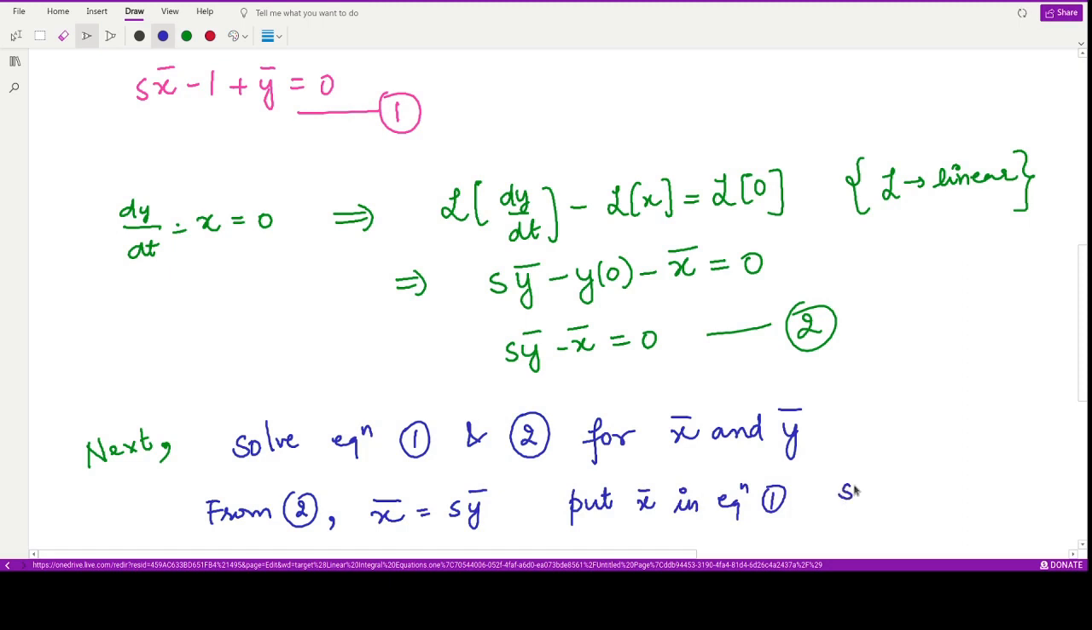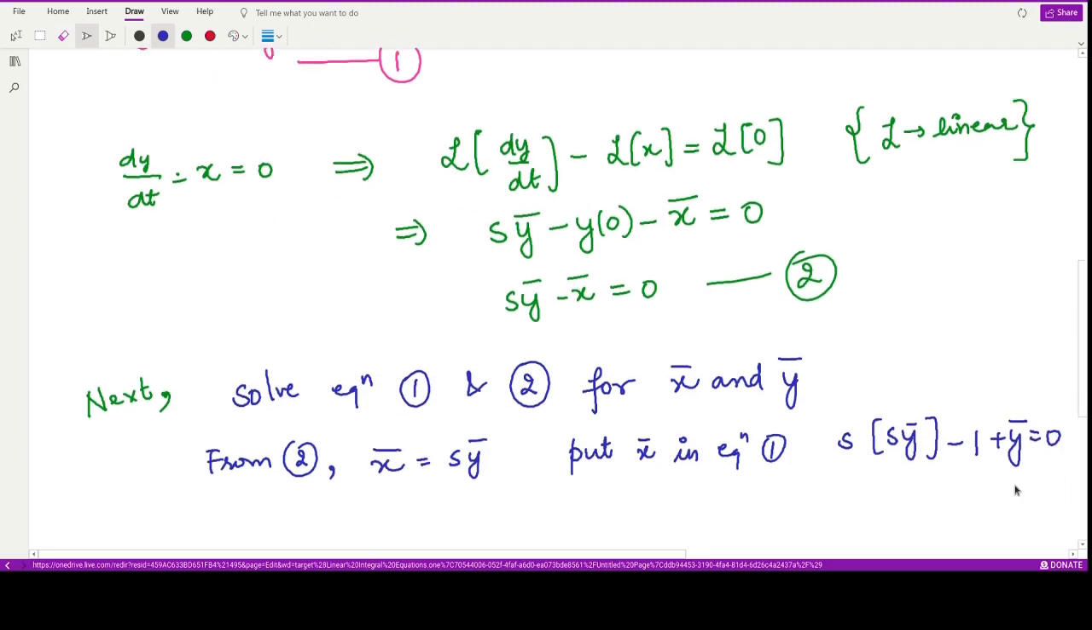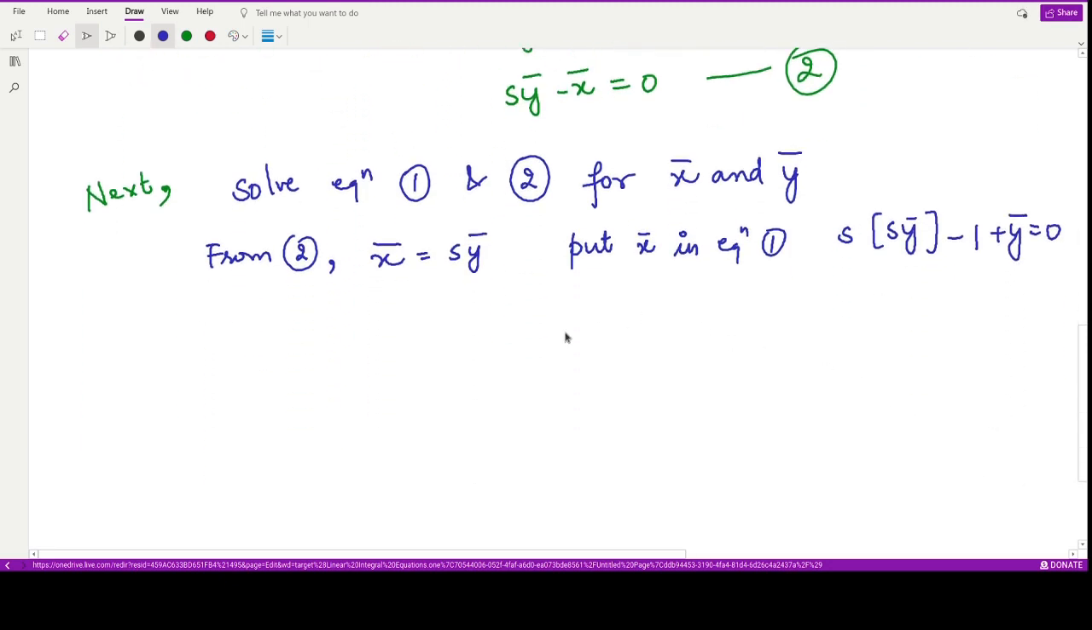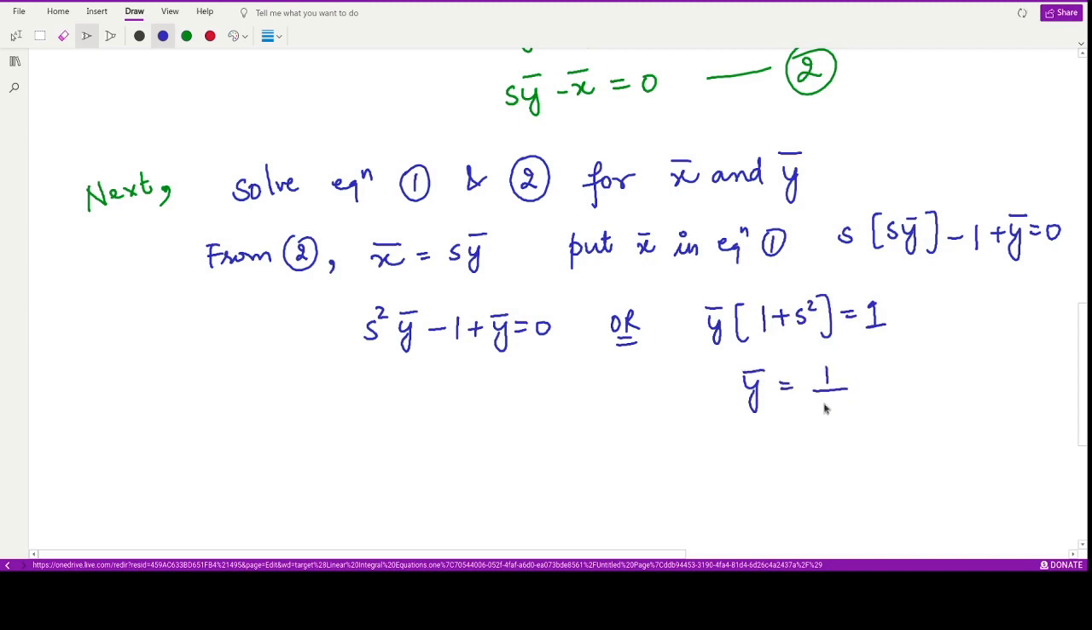So this becomes s into s y bar minus 1 plus y bar is equal to 0. From here we can calculate your y bar. We have s square y bar minus 1 plus y bar is equal to 0, or y bar multiplied by 1 plus s square is equal to 1, or your y bar is equal to 1 divided by 1 plus s square. So this is one value. Say this is your equation number 3.